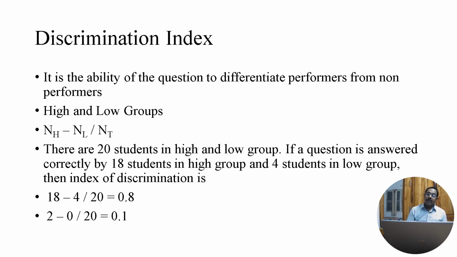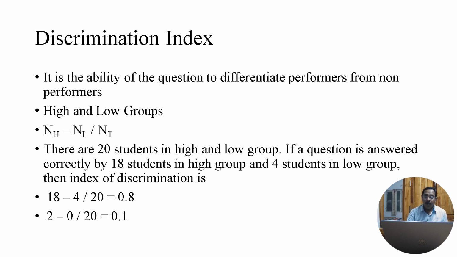Let us consider another example in which two students in the high group got a particular item right and 0 students in the low group got it right. For this example, 2 minus 0 divided by 20 is 0.1. So only 10% of the time this item discriminates between a performer and a non-performer. Therefore, it discriminates poorly.